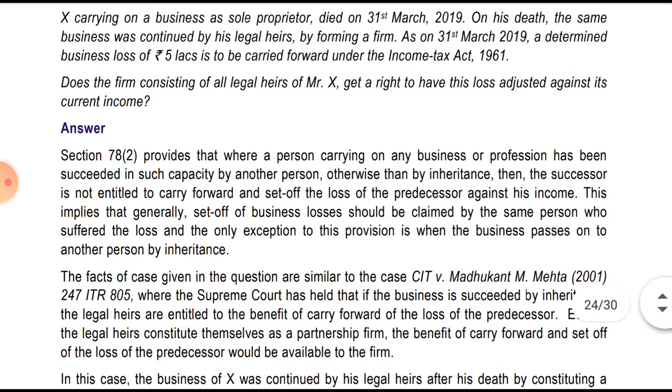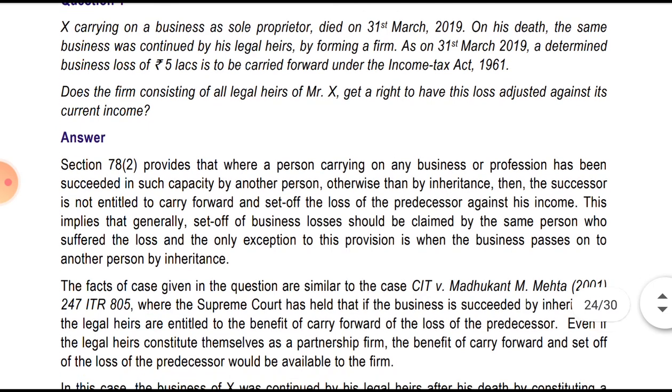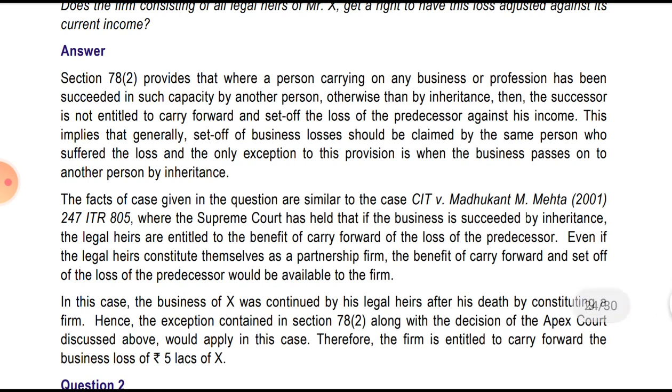Yes, they can carry forward because it is inherited loss. We will read the answer. Section 78(2) provides that where the person carrying on any business or profession is succeeded in any capacity by another person otherwise than by inheritance, the successor is not entitled. In this case it is inheritance. So if it is without inheritance, then the successor is not entitled to carry forward and set off the losses of the predecessor against his income.